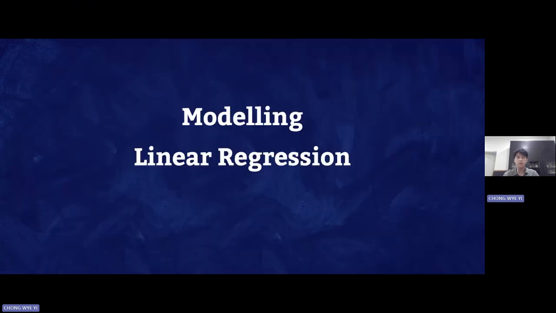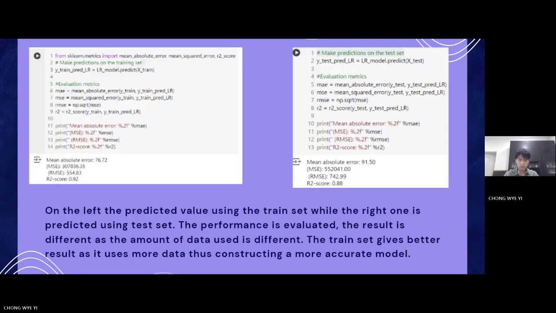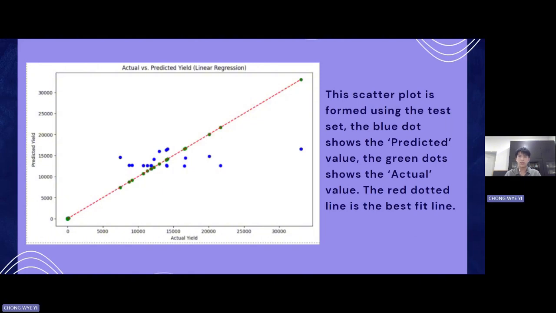Okay, moving on with our linear regression, this is a baseline model, where we use a linear regression model and fit it with the training set. On the left side is the predicted value with the training set, and the right one is the test set. This is a scatter plot using the test set. The blue one is the predicted value, and the green one is the actual value, where the red dotted line is the best fit line.